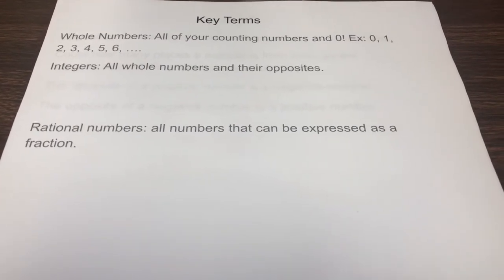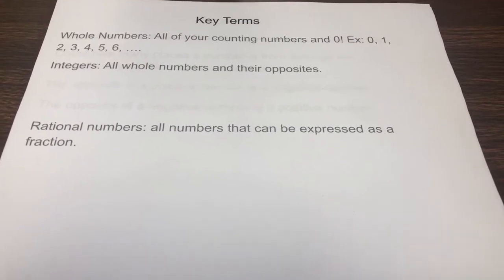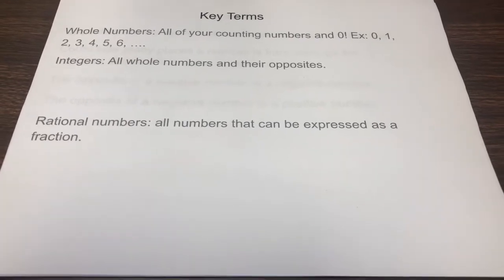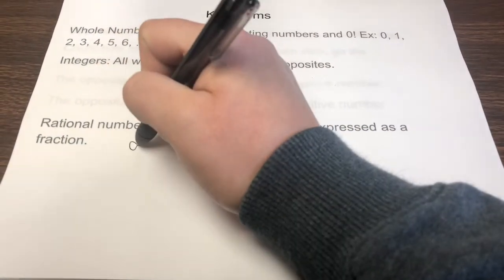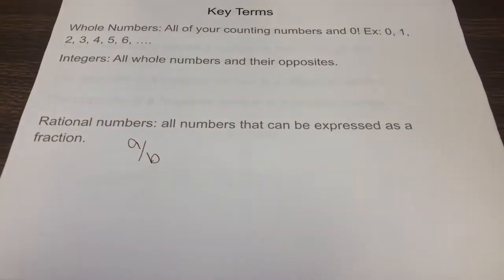Then we also have rational numbers. And those are all numbers that can be expressed as a fraction in that form of A over B.